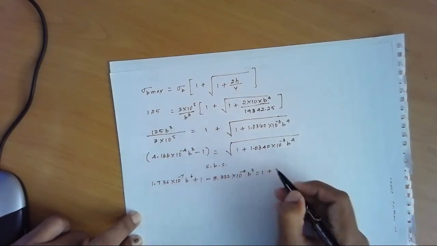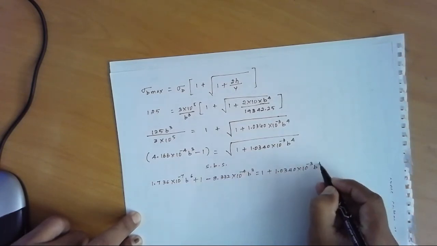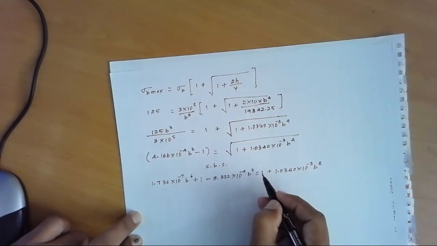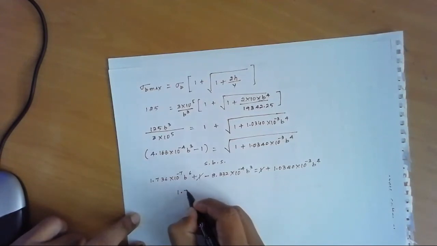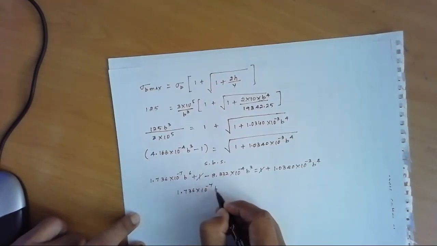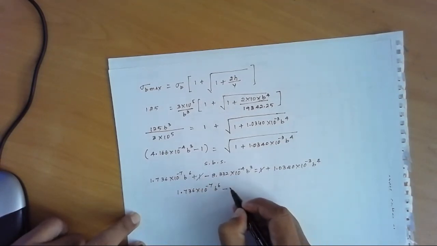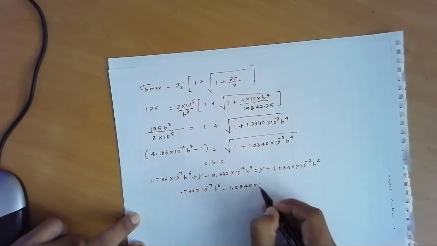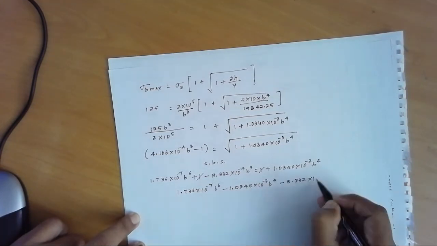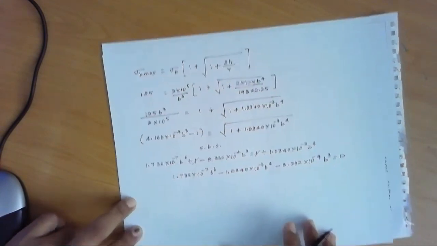Now the square and the root will get cancelled, 0340 into 10 power minus 3 B to the power of 4, so we can cancel this 1 with this 1, and cancelling these two and simplifying, we'll have 1.736 into 10 power minus 7 B to the power of 6 minus, now I will take this to the left hand side, so plus will become minus, 1.0340 into 10 power minus 3 B to the power of 4 minus 8.332 into 10 power minus 4 B cube, which is equal to 0.